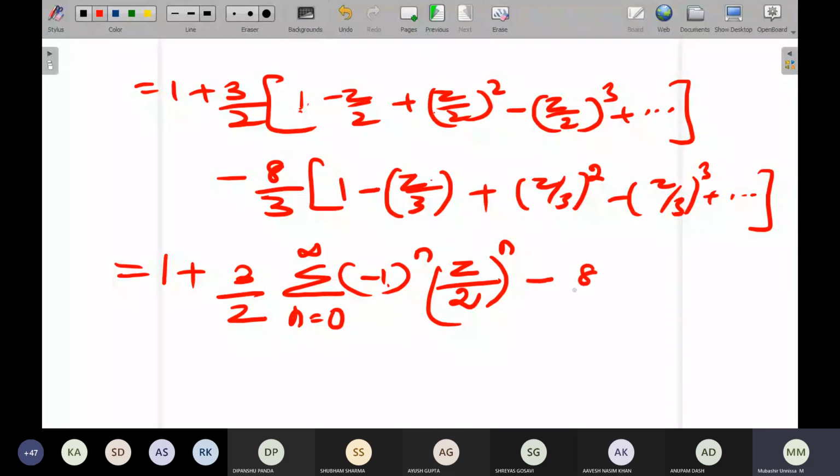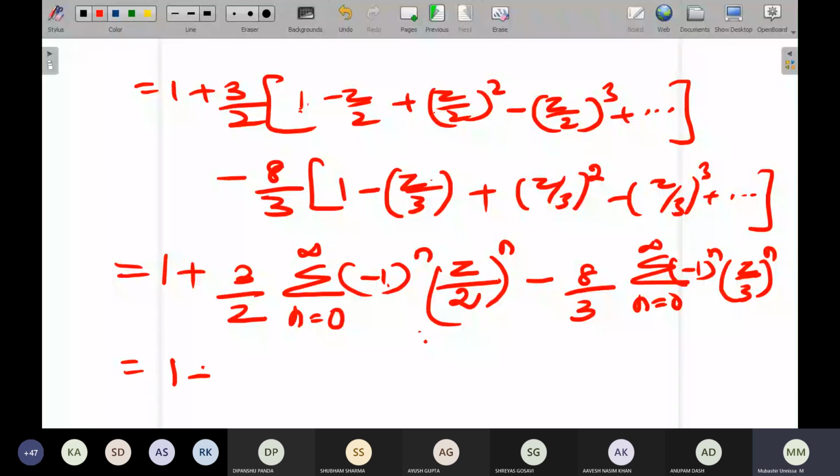Similarly, the other term we will have 8 by 3, you can take it outside. You can even write it as summation n is equal to 0 to infinity minus 1 whole power n z by 3 whole power n. If you want, you can leave it like this, or you can take this 2 inside. You can rewrite it as 1 plus 3 into summation n is equal to 0 to infinity, minus 1 whole power n is common. Wait, I can even take z power n outside.